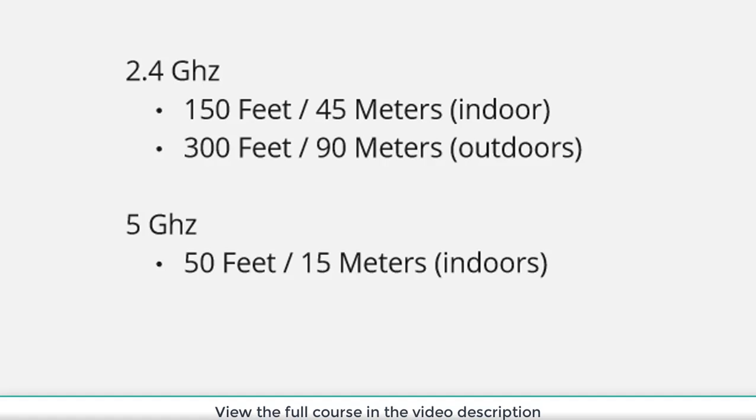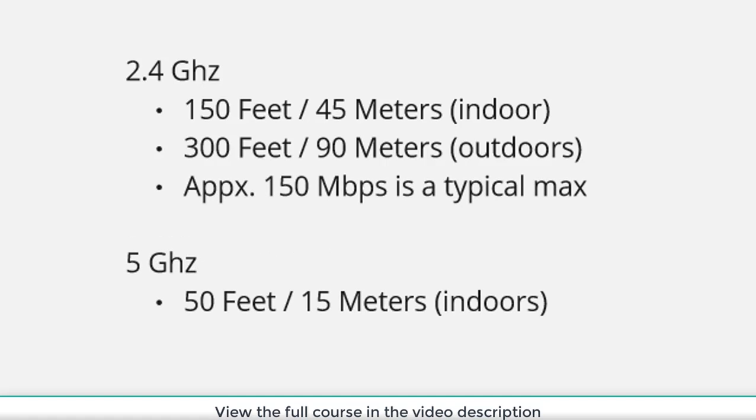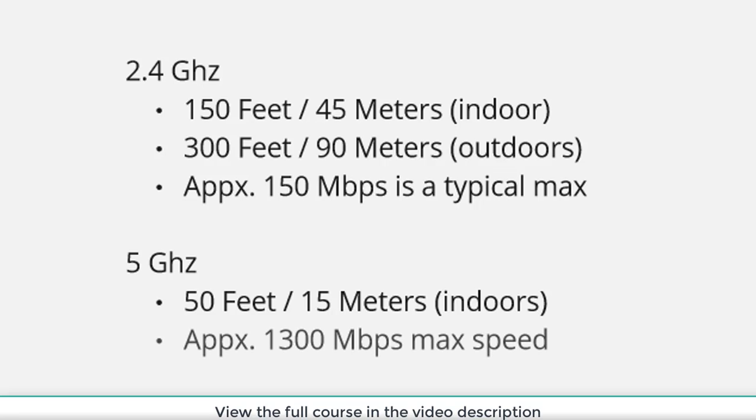So what is the speed difference between these two types of networks? Well, with a 2.4 gigahertz network, about 150 megabits per second is kind of a normal maximum speed. Versus 5G, the maximum speed is much, much higher.